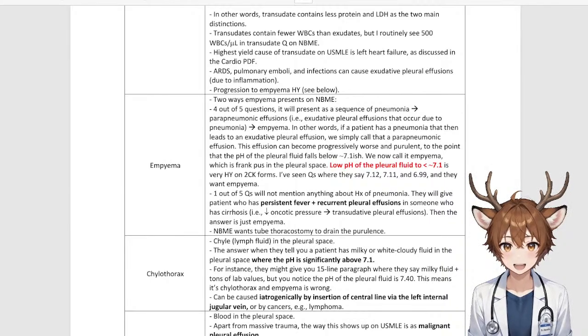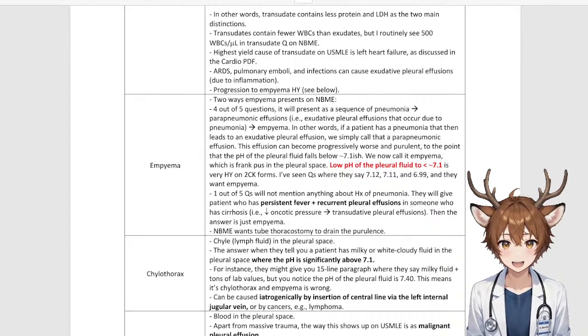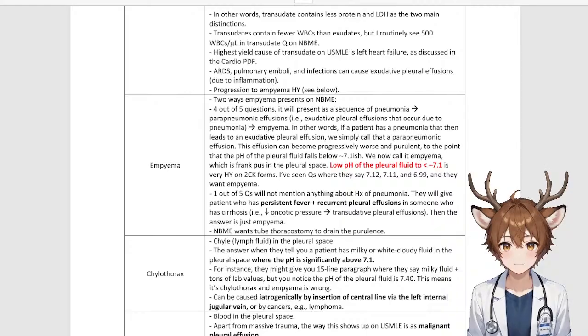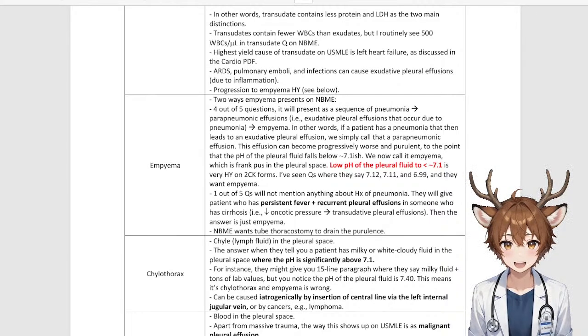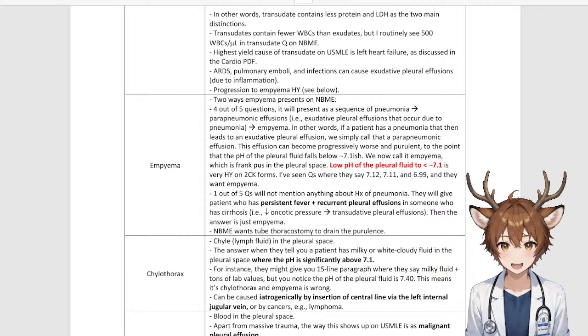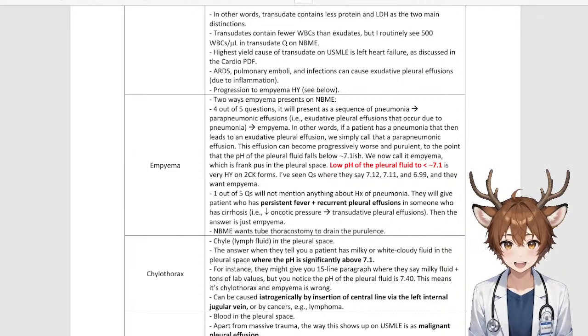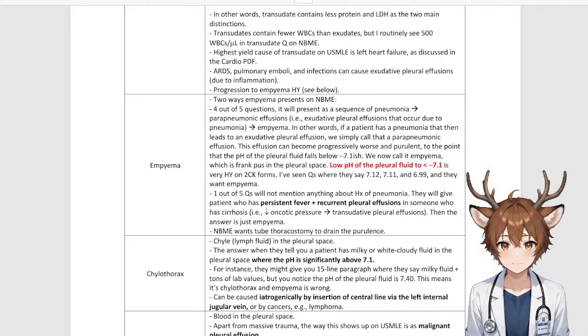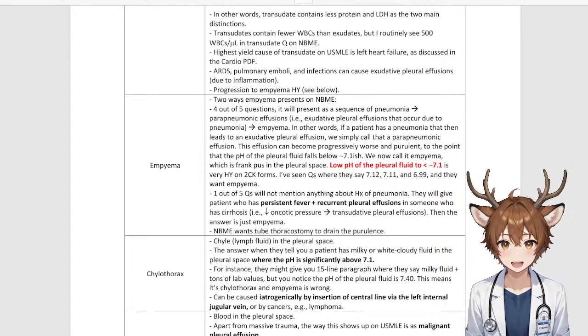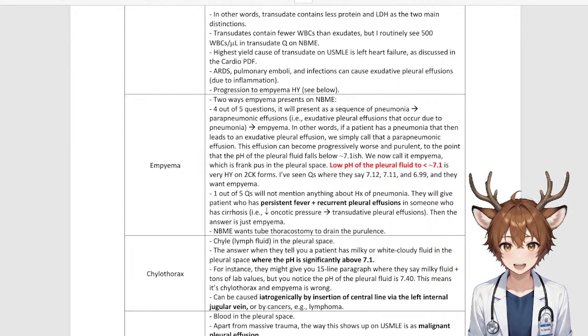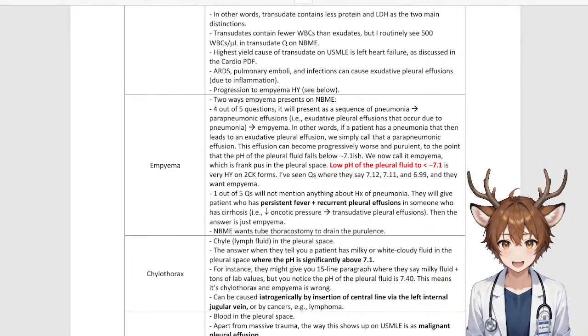This effusion can become progressively worse and purulent to the point that the pH of the pleural fluid falls to below 7.1-ish. We call that now empyema, which is frank pus in the pleural space. Low pH of the pleural fluid, less than 7.1, is very high yield on 2CK forms. I've seen questions where they say 7.12, 7.11, and 6.99, and they want empyema. Well, that's really splitting hairs at that point, but okay. But low pH of the pleural fluid, less than 7.1.